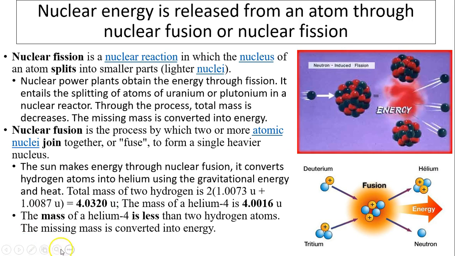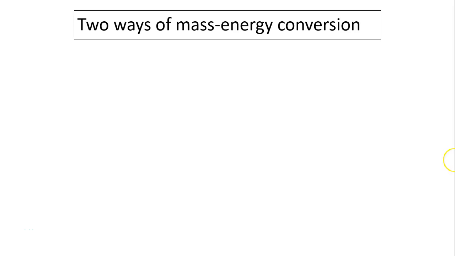Nuclear fusion is the process when two or more of these hydrogen isotopes combine, they fuse together. During this process, the mass also decreases. It's called a mass defect. And this decreased mass, the missing mass, is also converted into energy. So both processes are used to produce energy. And where does that energy come from?